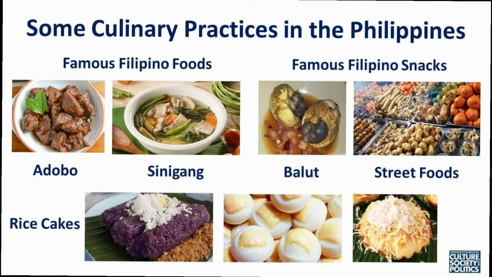Let's talk about culinary practices in the Philippines. Now, it is a common thing among Filipinos to have 3 meals a day and eat rice with one or more viands each meal. Some of the most famous Filipino foods are adobo and sinigang. And aside from that, Filipinos are also snack lovers. A common snack is the various street foods like balut or fish balls. And also, different ethnicities have specialty rice cakes, but the most popular ones are suman, puto bumbong, puto, and bibingka.